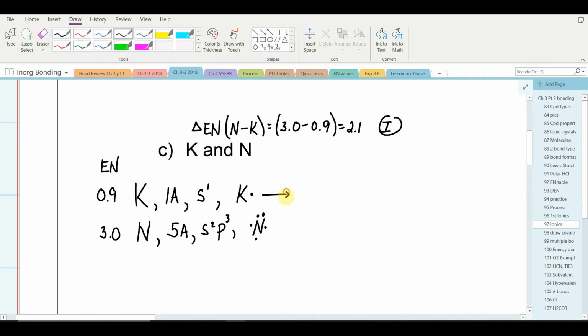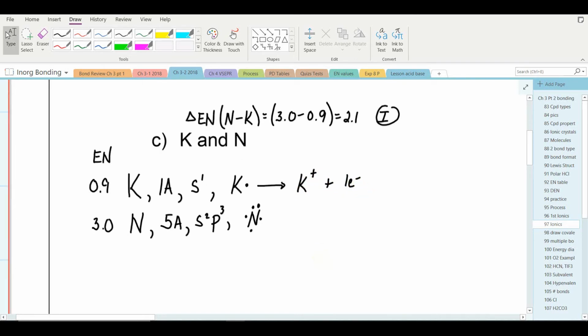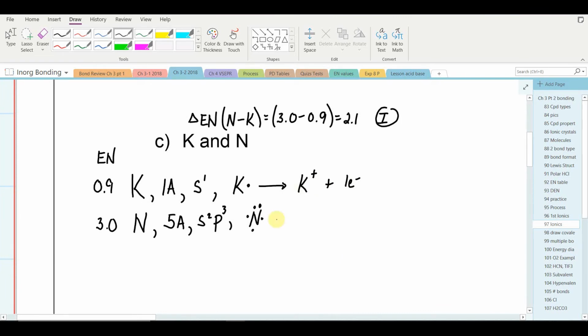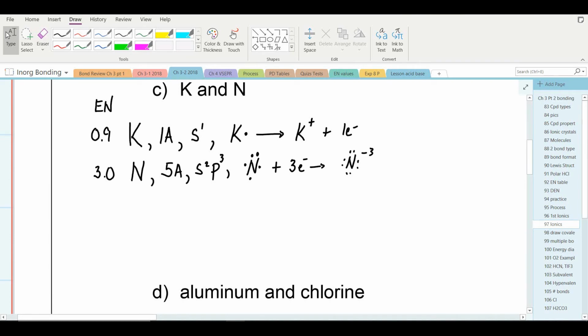Alright, so potassium, being a reactive metal, would like to give up that electron and form a potassium cation and release one negative charge. Notice left side and right side are balanced. They're both 0. Reactive nonmetals like nitrogen would like to gain 3 electrons and form a nitride anion with a full valence shell. So looking at this, we see that we need 3 potassium atoms for every 1 nitrogen atom to form an ionic bond. So let's put nitrogen in the middle, surrounded by 3 potassium atoms.